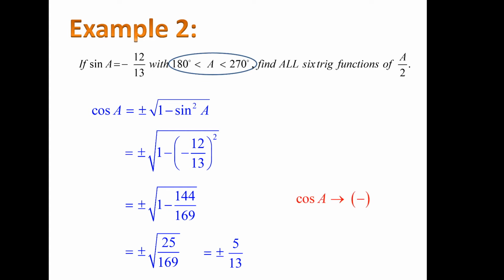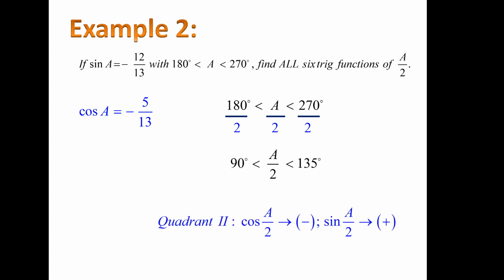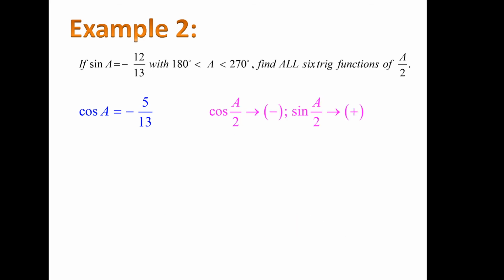Again, half angle, so it's in quadrant 2. While angle A is in quadrant 3, so that means the ratio for cosine of A is negative, so we're choosing the negative ratio. But now let's find out the half angle. Again, divide the given domain by 2, so we got 90 and 135. So that means the half angle is located in quadrant 2. So quadrant 2 again: cosine of half angle is negative, sine of half angle is positive.